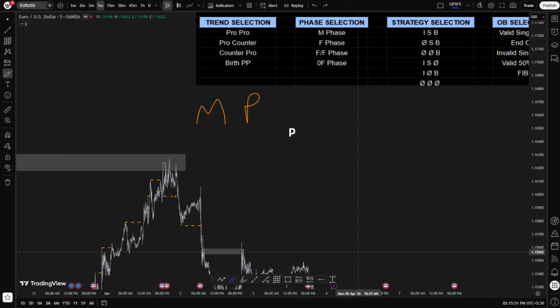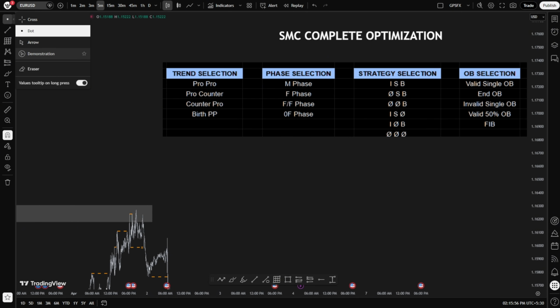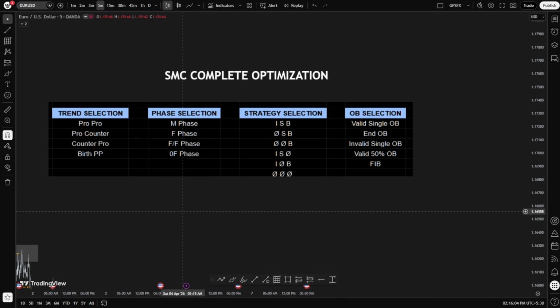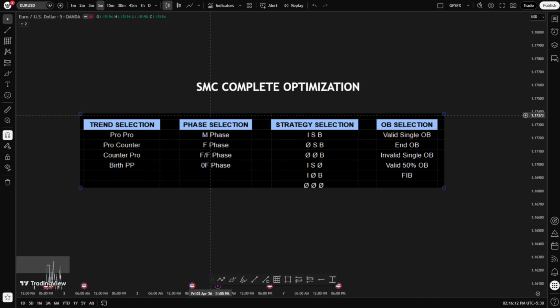Okay. Now let's get on to phase selection. I think I will use this. It looks good, right? Actually, it doesn't look good. Okay, now let's get on to phase selection, guys. So the phase selection is actually the same as what we discussed for trend selection, right?